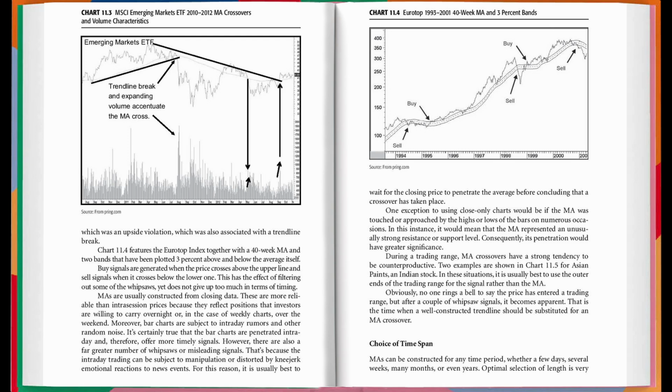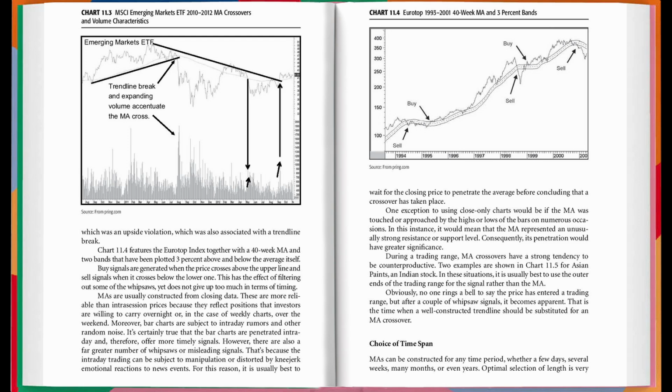In these situations, it is usually best to use the outer ends of the trading range for the signal rather than the MA. Obviously, no one rings a bell to say the price has entered a trading range, but after a couple of whipsaw signals, it becomes apparent. That is the time when a well-constructed trend line should be substituted for an MA crossover.